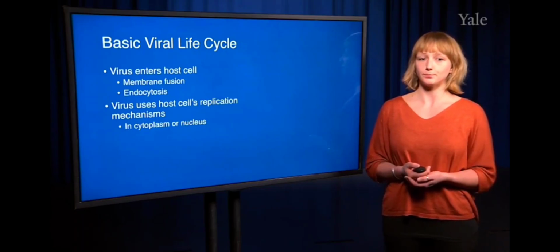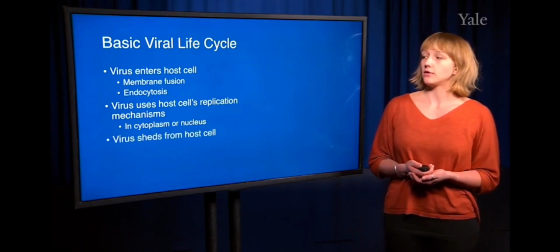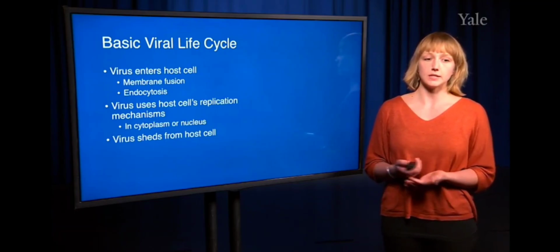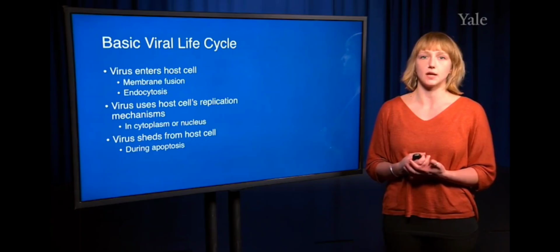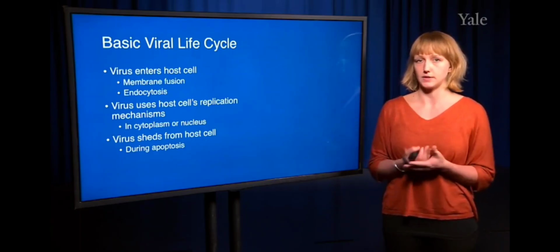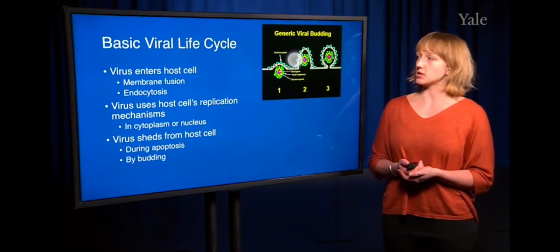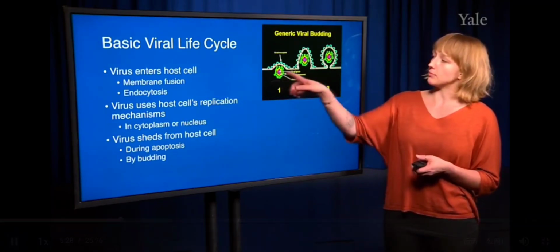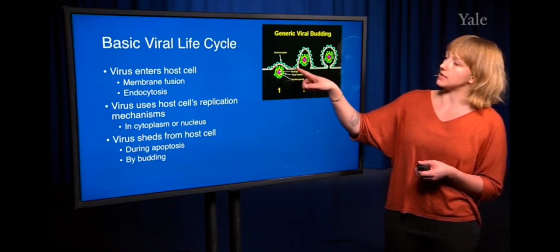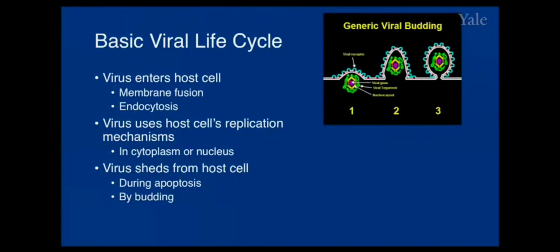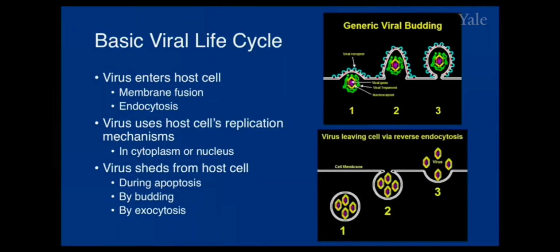To exit the host cell, the viruses use three general means. They can apoptose the host cell that they're in, which will release the viral particles into the surrounding environment. They can use what's called viral budding, where you can see the cell membrane here and the viral particle coming out. This is similar to the membrane fusion that you saw with viral entry. And you can also have virions leaving the cell via reverse endocytosis, where virions are within an endosome that then comes to the surface of the cell membrane and releases viral particles.